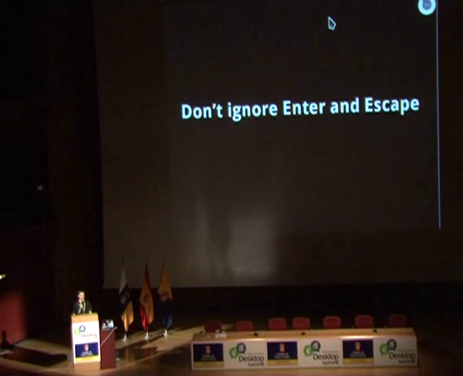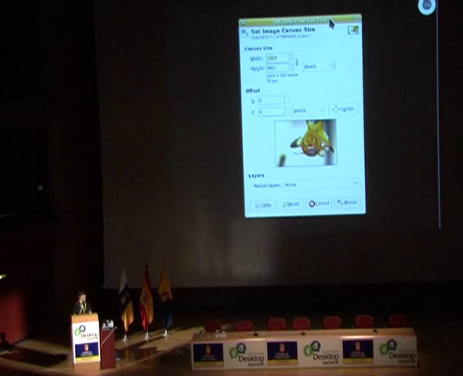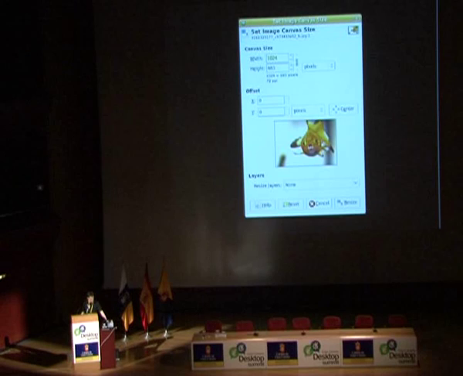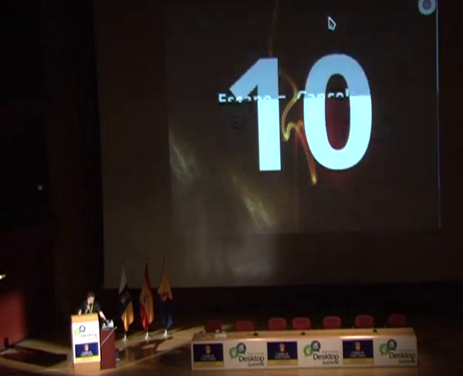Number 9, don't ignore Enter and Escape. I get really, really annoyed. Maybe this is just me, but whenever I go into something like this in GIMP, and I try to resize, I set a new size for the image, and I press Enter, and nothing happens because Enter is not hooked up to the resize button. It's very simple. Escape is for the cancel button, Enter is for the main action button. If there are any GTK developers here, please fix this in the stock buttons. It would make life so much easier for everyone.